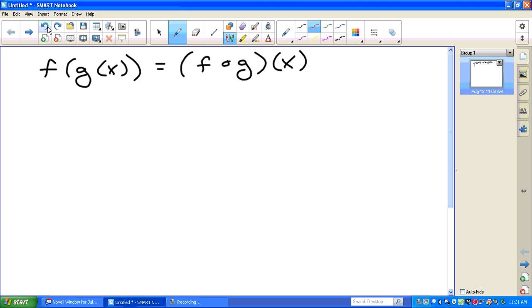So we're going to look at one more way of writing it. You'll see this in some textbooks, f following g, such that x maps onto f of g of x. Again, just one more notation that you're going to see. So we're going to look at some examples, and we're going to work through them and see what happens when we do a composite.